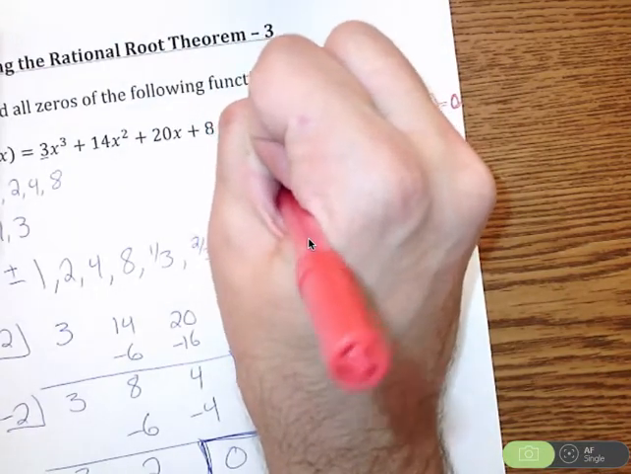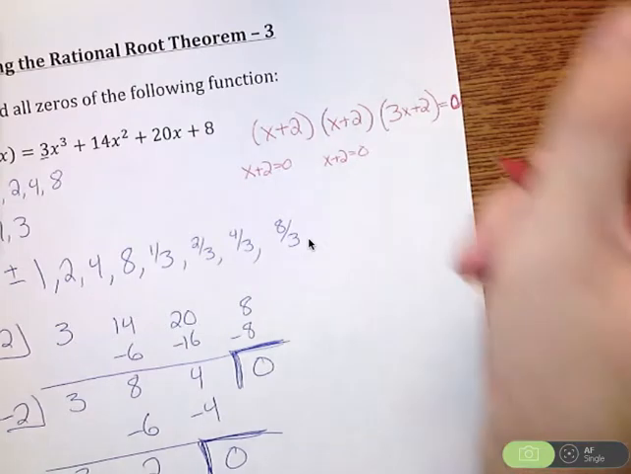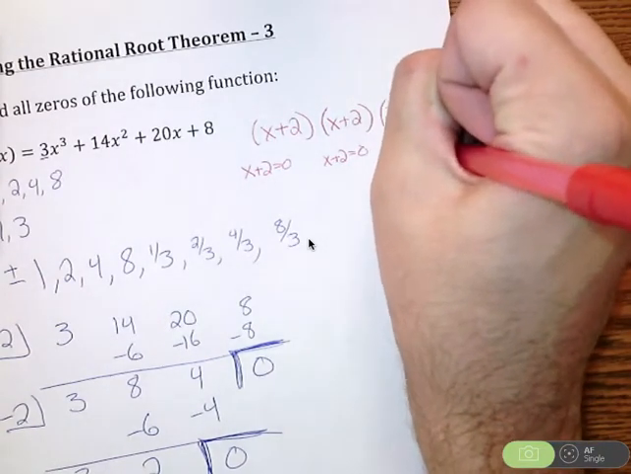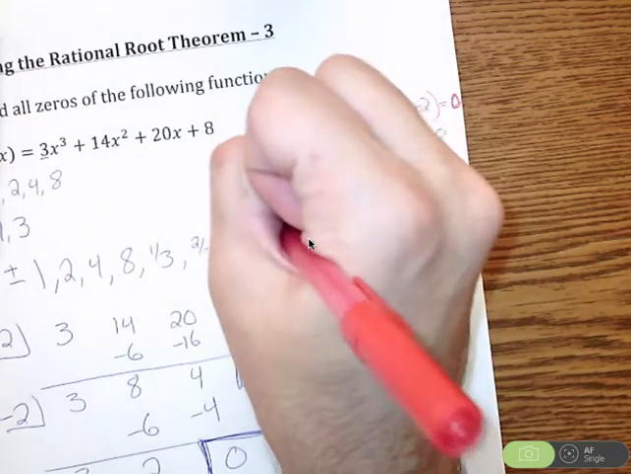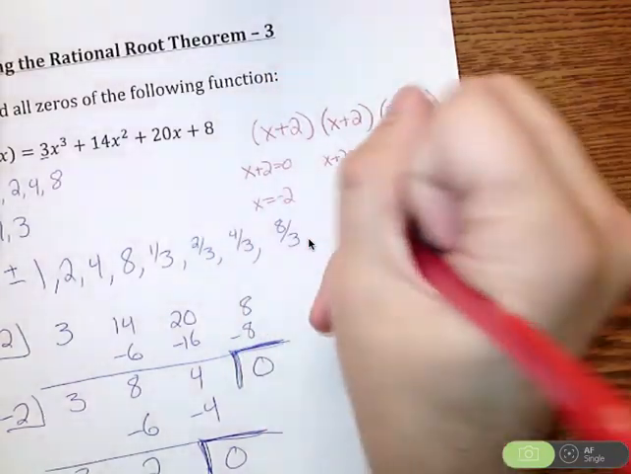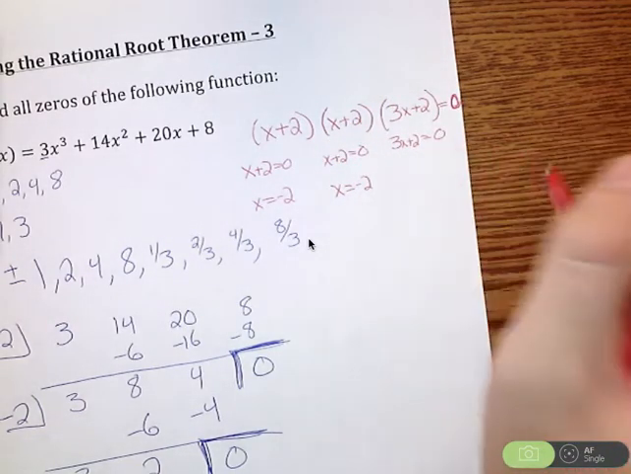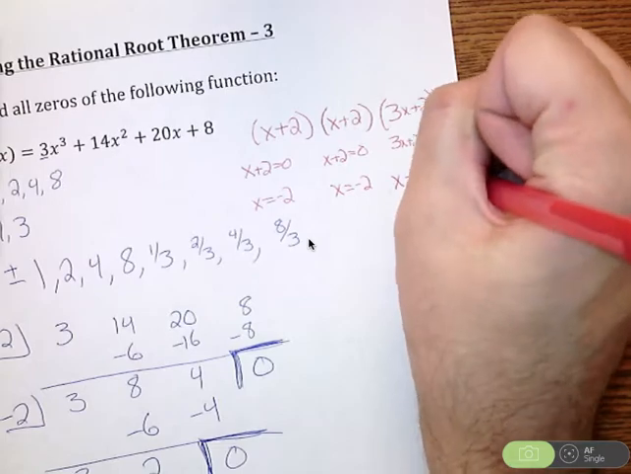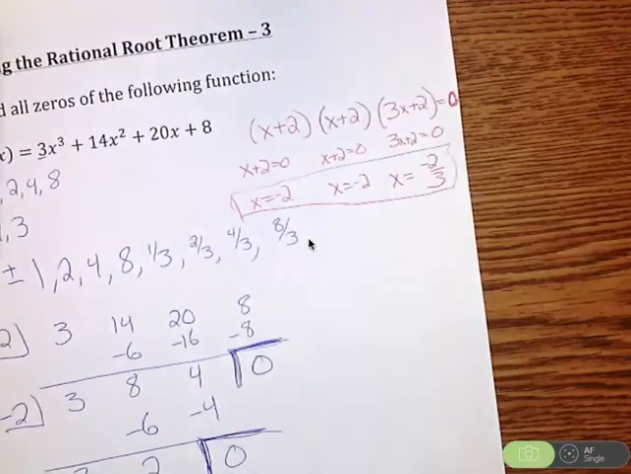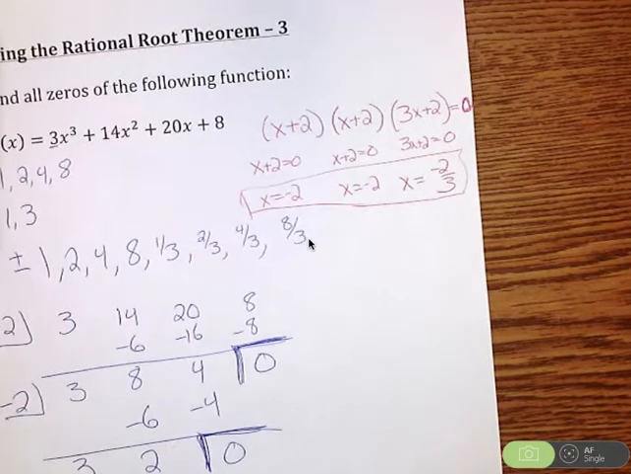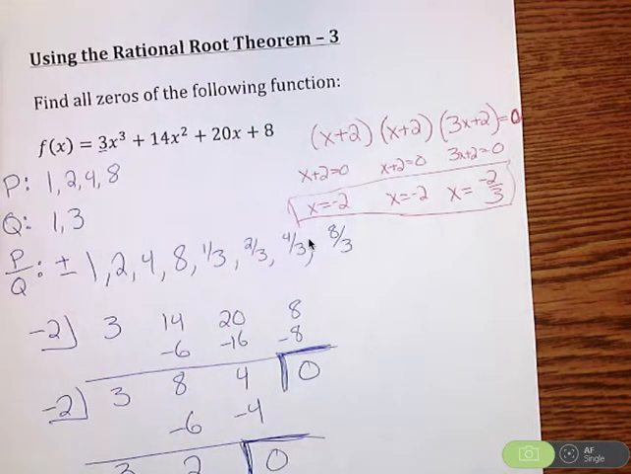I just need to set each of my factors individually equal to 0 and solve. So I'll be taking x plus 2 is equal to 0, solving. x plus 2 is equal to 0, solving. 3x plus 2 is equal to 0, and solving. When you solve each of those, you're going to get x is -2, x equals -2 again, and when you solve this one, you're going to get x equals -2/3. So that is all 3 of my zeros. That is finding all the zeros of the following function using the rational root theorem.